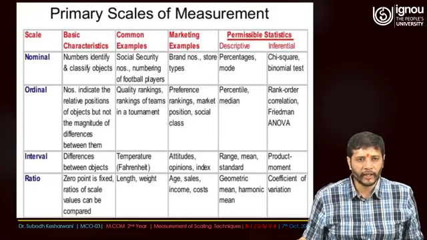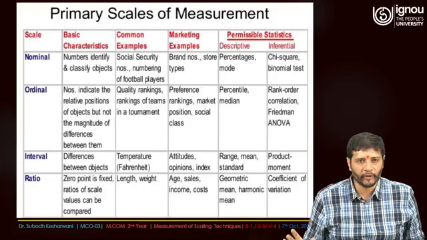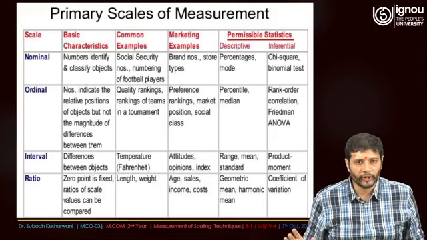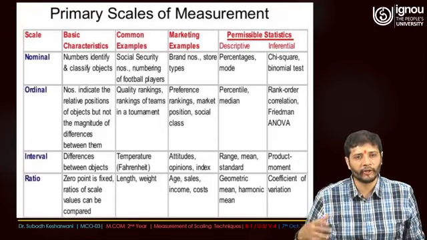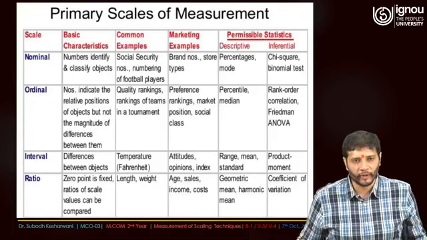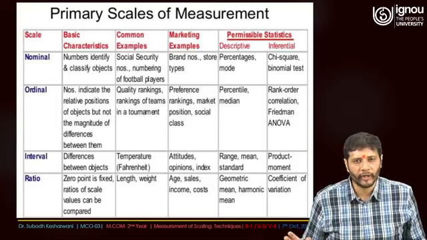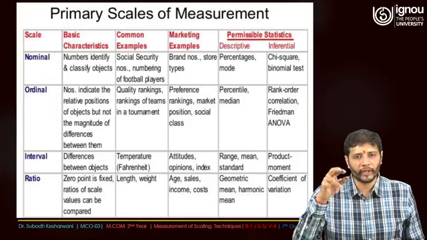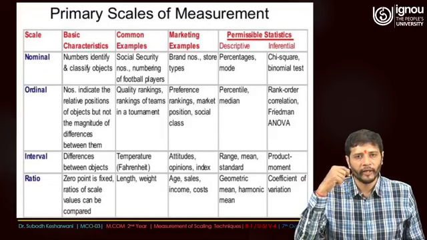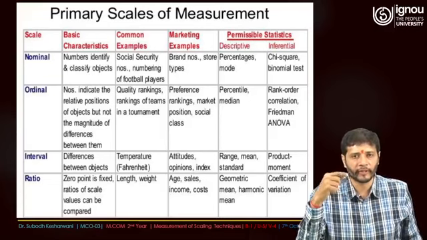Now the biggest challenge, the fourth one, is the ratio scale, which talks about a fixed zero point, where ratios of scale values can be compared. The common example is length or weight, which is a very standard way of doing things. A marketing example is age, sales, income, cost. And here we are using the geometric mean or harmonic mean.